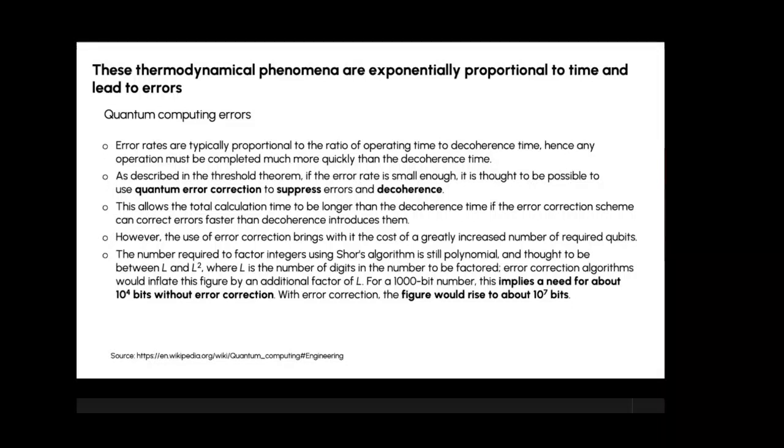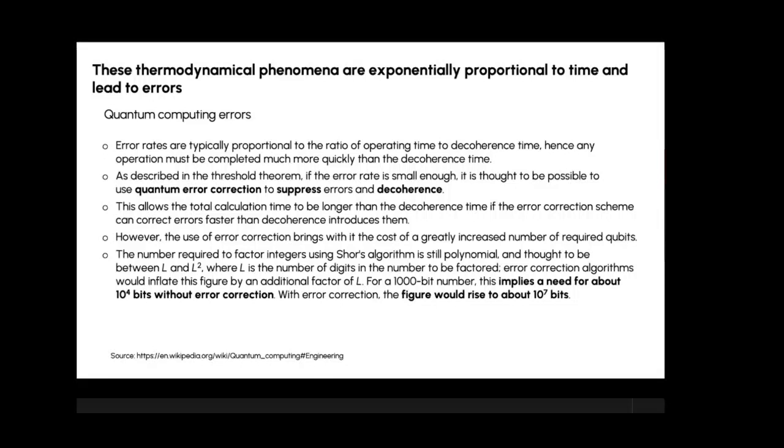So for a 1000-bit number, this implies a need for about 10 to the 4 bits without error correction. With error correction, it's 10 to the 7 bits. So that's 10 million bits for a 1000-bit number. And 1000-bit numbers are not so unusual. So I would need 10 to the 7 bits, 10 million bits, to run the Shor algorithm on a 1000-bit number successfully, because I need 1,000 times as many bits to create one.